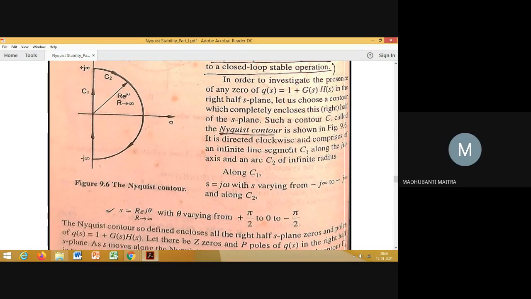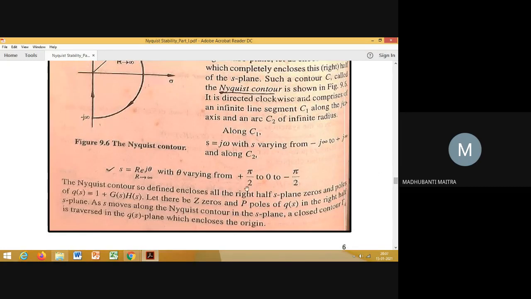So now if we assume that Z number of zeros of the characteristic equation and P number of poles of the characteristic equation are in the right half of the S-plane, then the corresponding Q(s) plane contour will encircle the origin of the Q(s) plane capital N number of times in the counterclockwise direction, and its value will be equal to P minus Z, where P is the number of poles of Q(s) lying in the right half of the S-plane, and Z is the number of zeros of Q(s) lying in the right half of the S-plane, and thus these are being enclosed by this Nyquist contour.